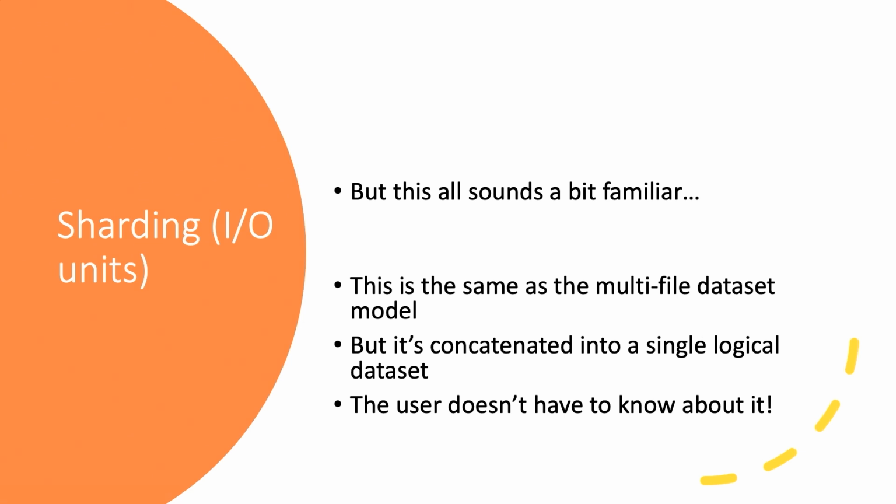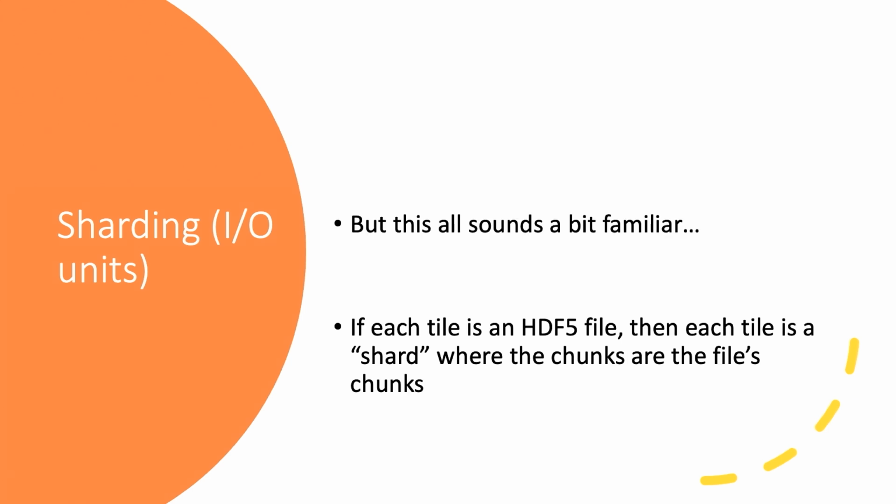So I only have to load one thing. From my mind, the only code I'm writing is one line, as opposed to this. If you have multiple independent files, then you have to load each file, or if you're using xarray, you load the multi-file data set, which takes time. So the user doesn't have to know about it. That's the cool part. So if each shard is an HDF5 file, or if each 1 by 1 tile is an HDF5 or a netCDF, then each chunk is the chunks of the file.